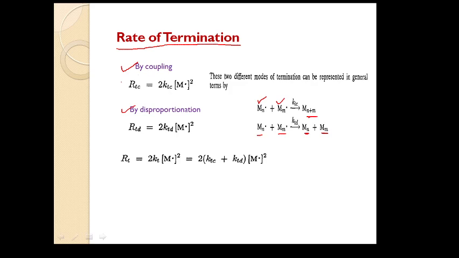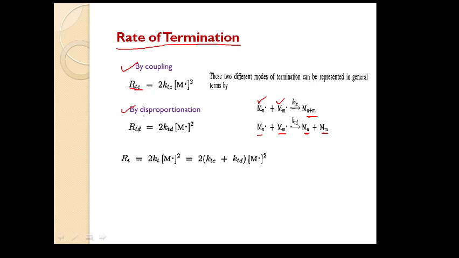So when we talk about the termination by coupling, we represent the rate of termination by coupling as Rtc. R stands for rate and tc stands for termination by coupling, which is equal to 2 times Kt into [N][M]. Here we have equated N and M, both are the same. In general, we represent N equal to M equal to M dot. So M dot into M dot is M dot square. This rate constant is Ktc multiplied by M dot square.